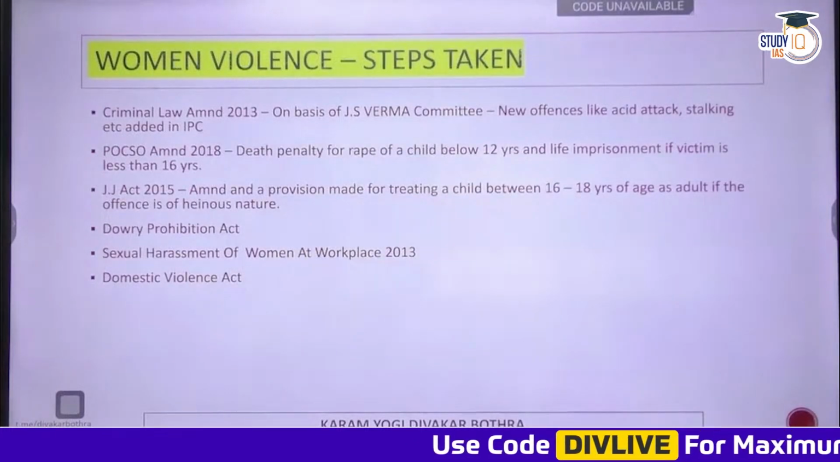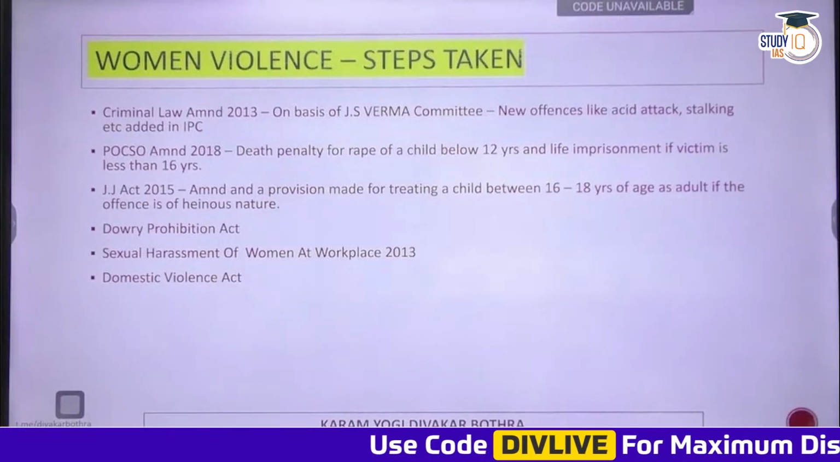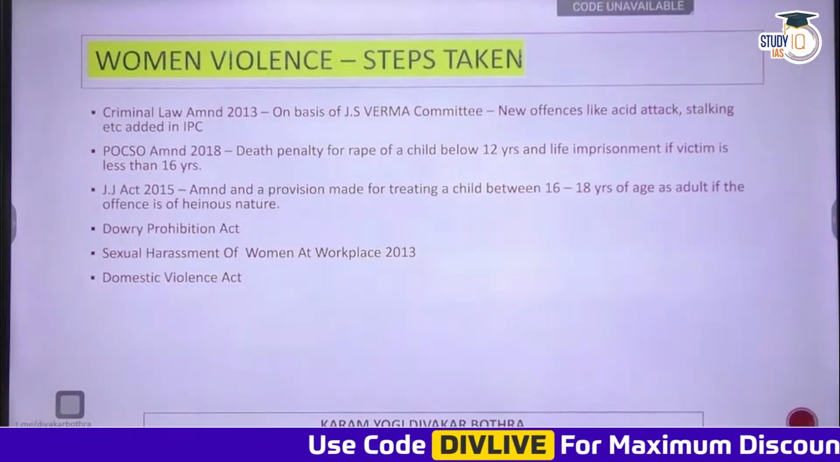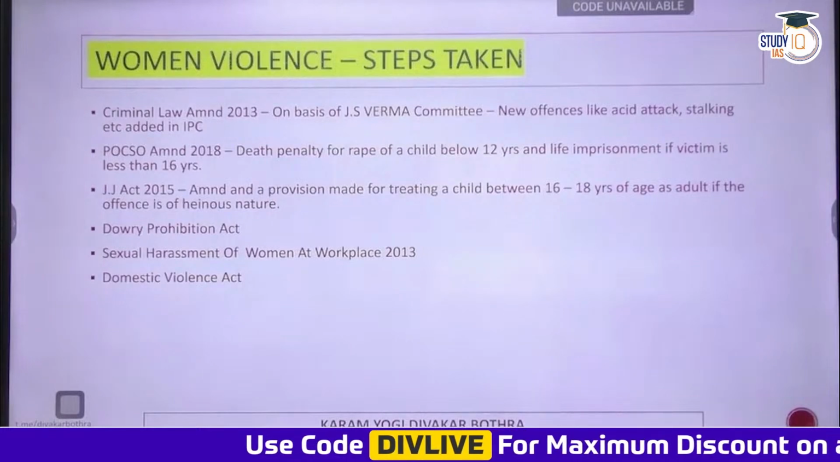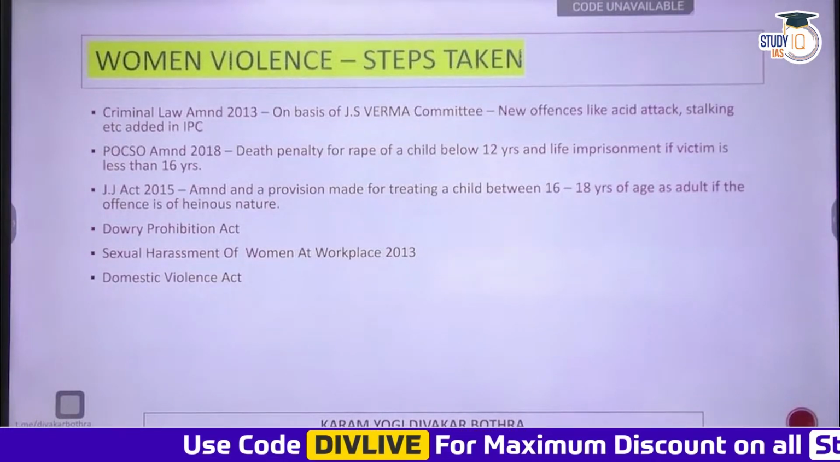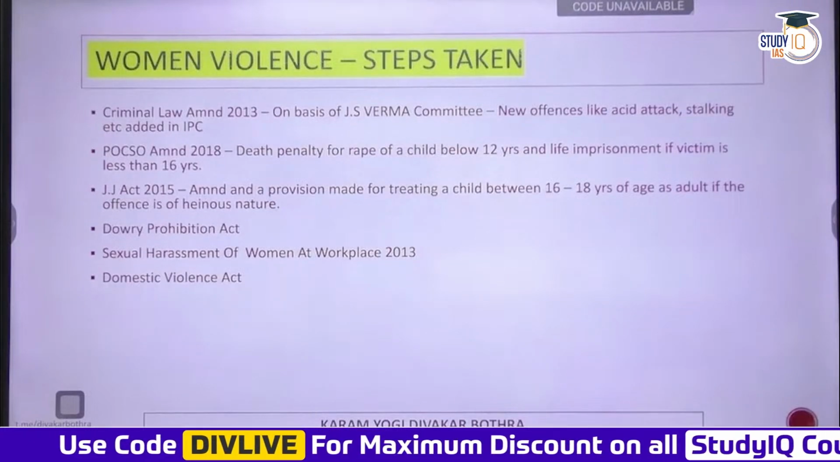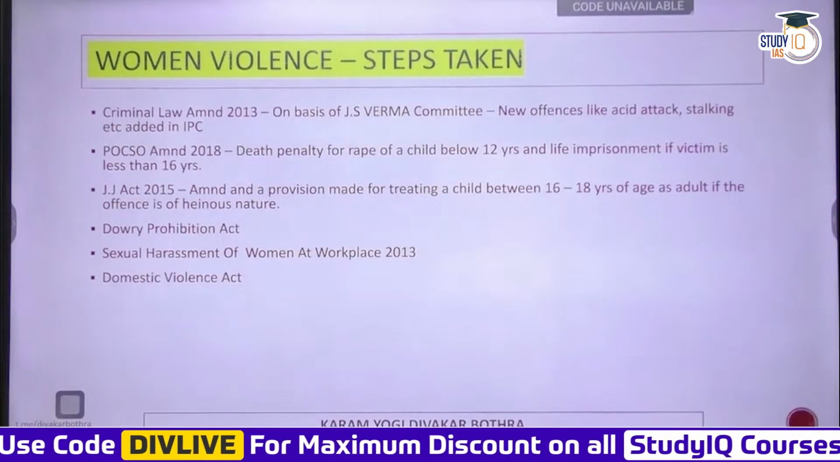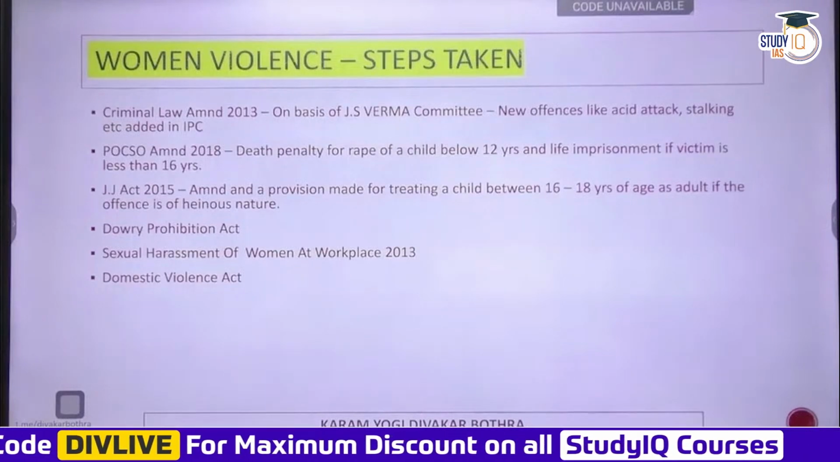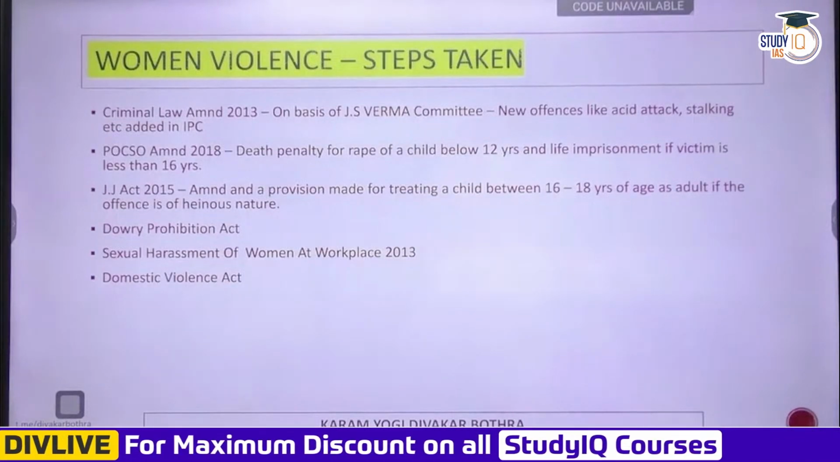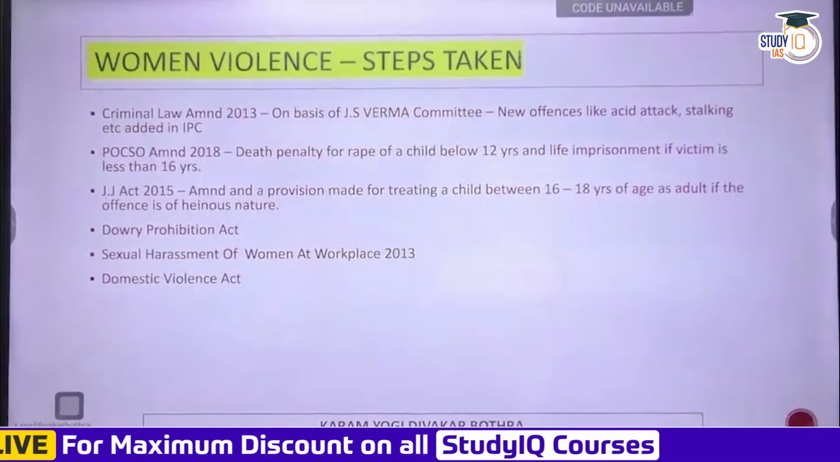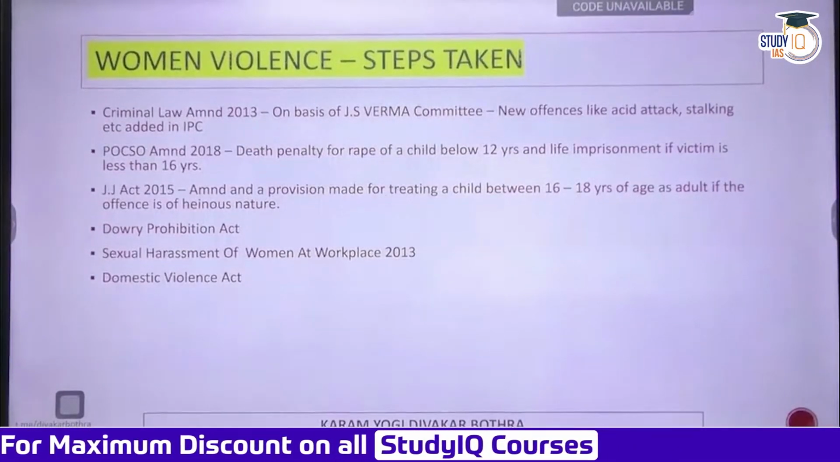Criminal Law Amendment 2013, on the basis of the J.S. Verma Committee, new offences were added, such as acid attack and stalking, in IPC, which earlier did not exist. POCSO Act 2018 amendment: death penalty for rape of a child below 12 years and life imprisonment if the victim is less than 16 years. And here the child is gender neutral. It could be a boy or a girl as well.